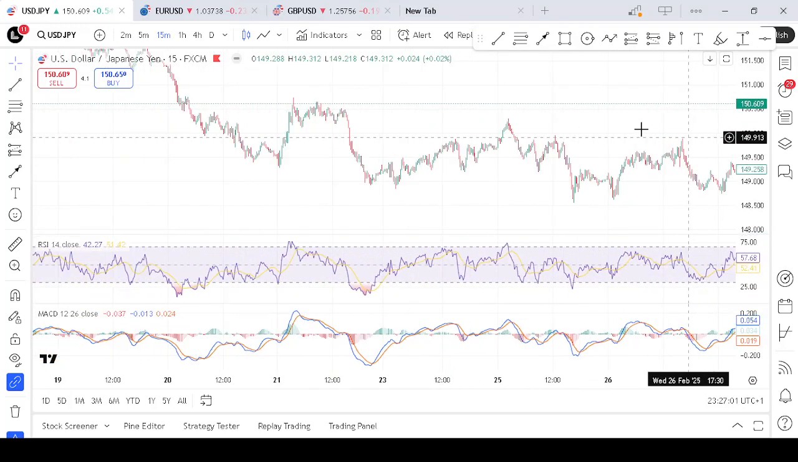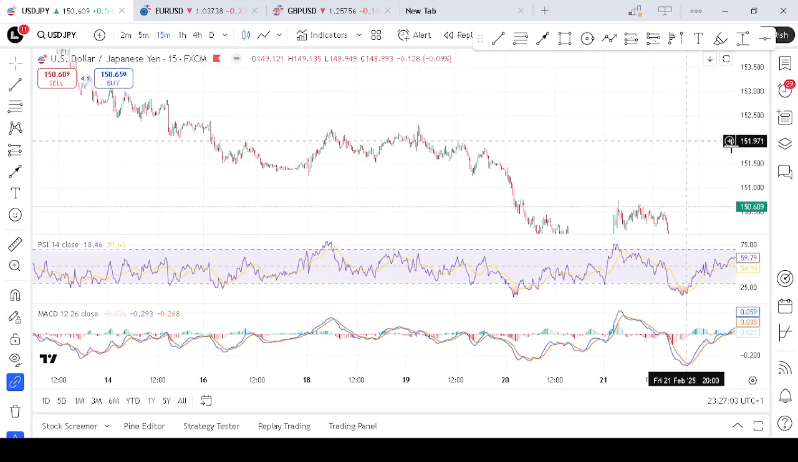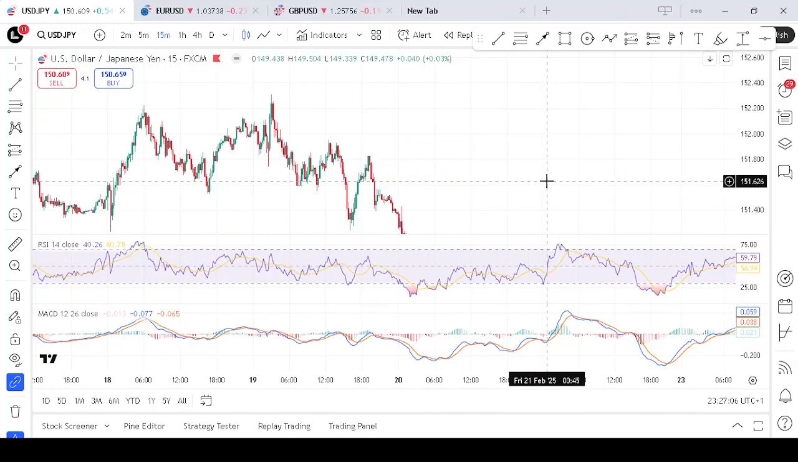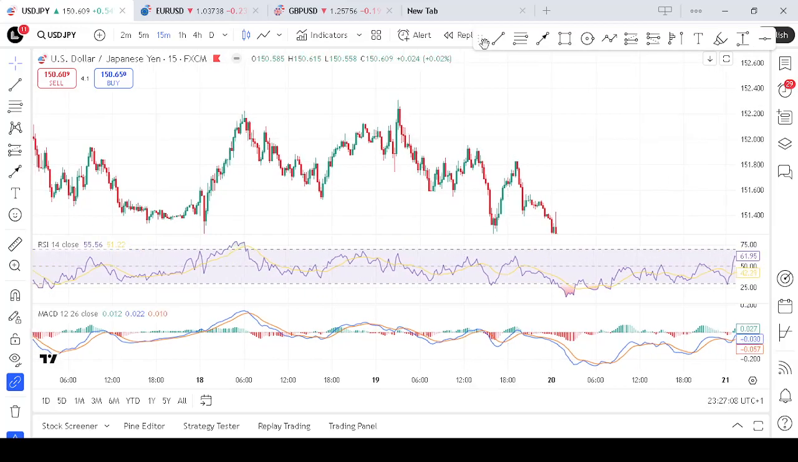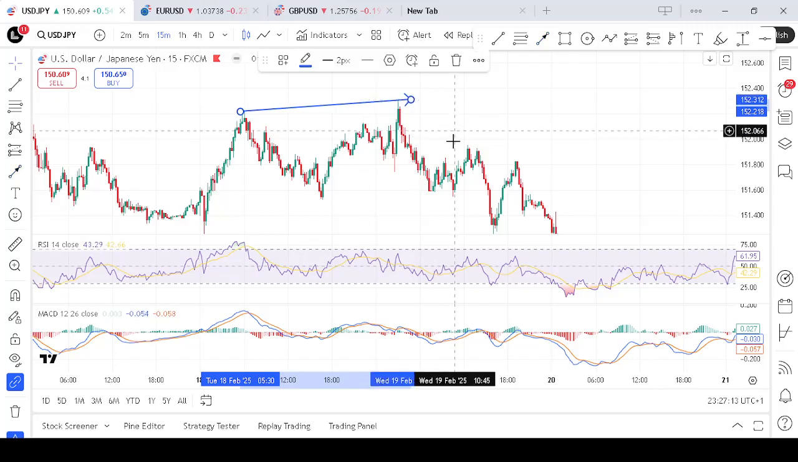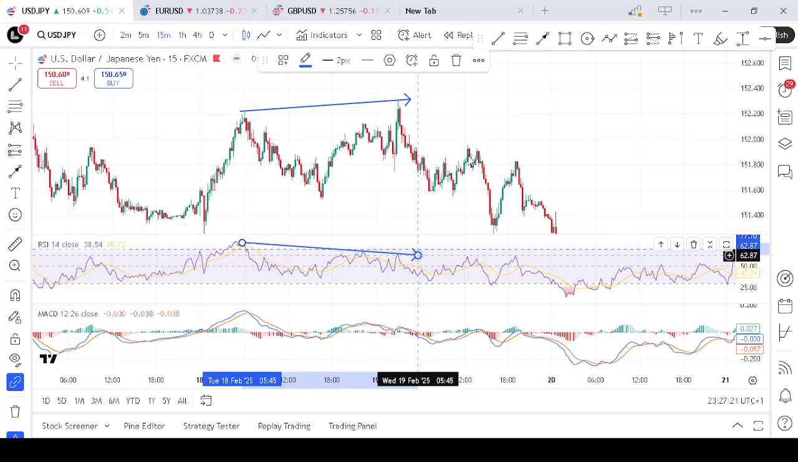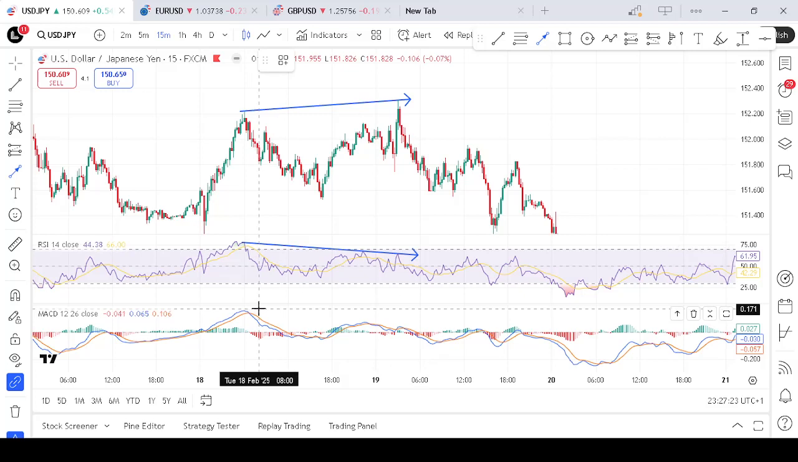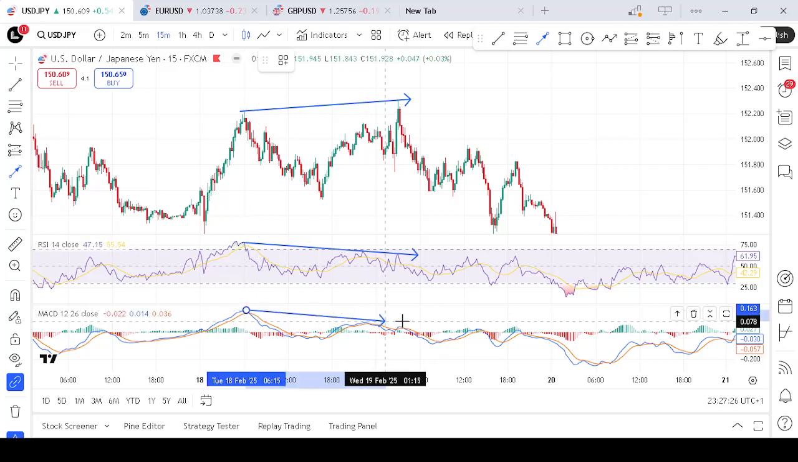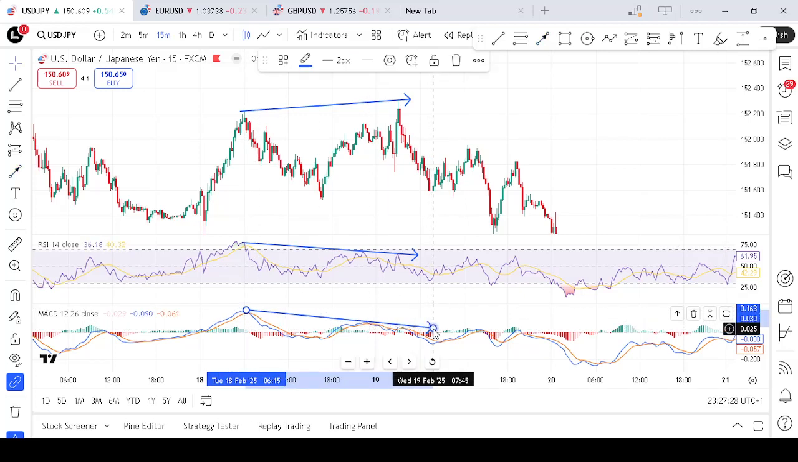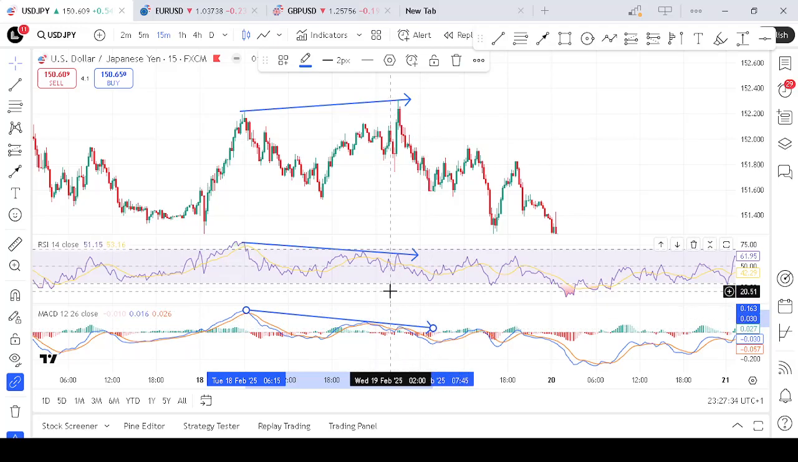Now let's look for a good example. Okay, we can spot an example at this area. As we can see, price is making a series of higher highs while our RSI indicator is making a series of lower highs. If we look at our MACD, it is also making a series of lower highs. That's typically what this divergence means.